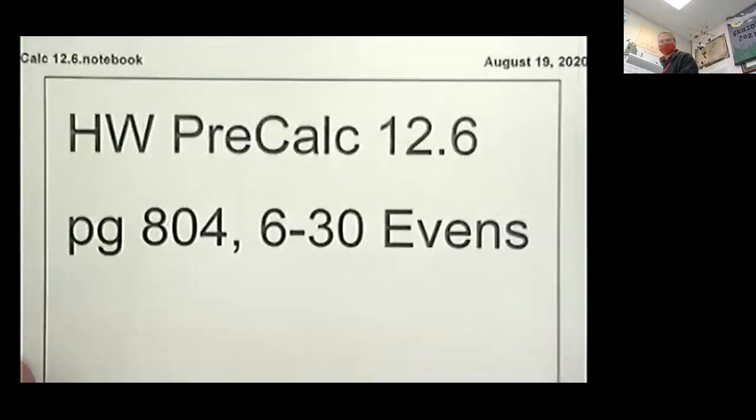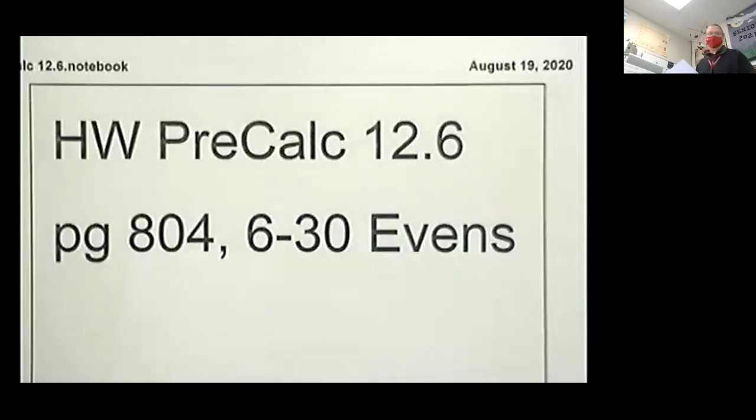Here's our homework, last homework section for chapter 12, page 804. We're doing 6 through 30 evens.